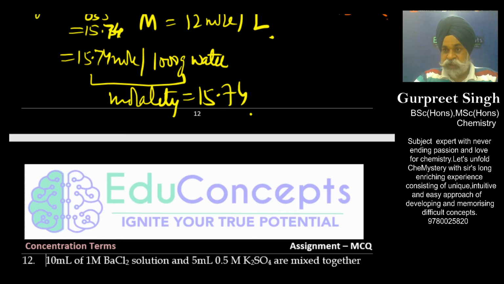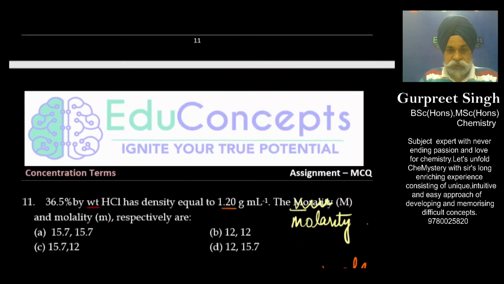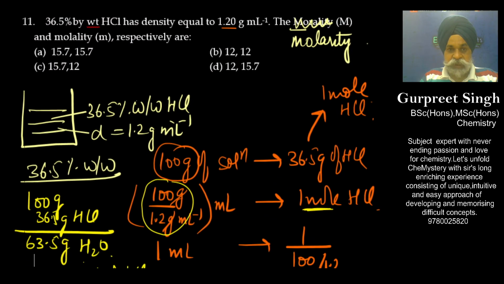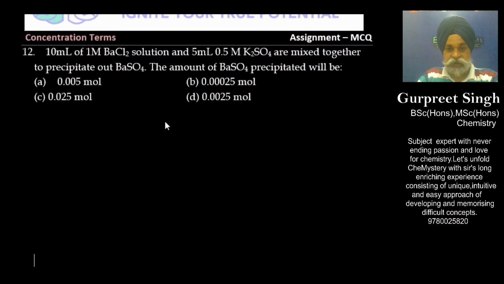So is there any option available to us? I think we made the statement right. So first you have to find molarity and then molality, that is option D. This also is an interesting question. Moving on to the next one.